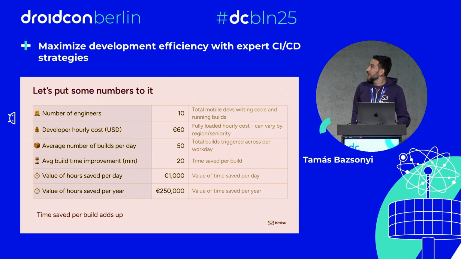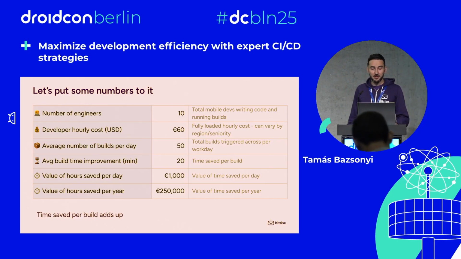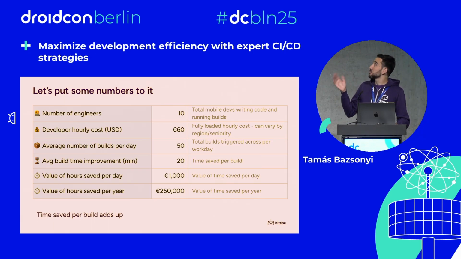Let's look at the numbers. So we are going to look at a company that has 10 engineers. Developer hourly cost is, let's say, 60 euros per hour. The average number of builds that they are running is 50 builds per day. And the average execution time is 20 minutes.